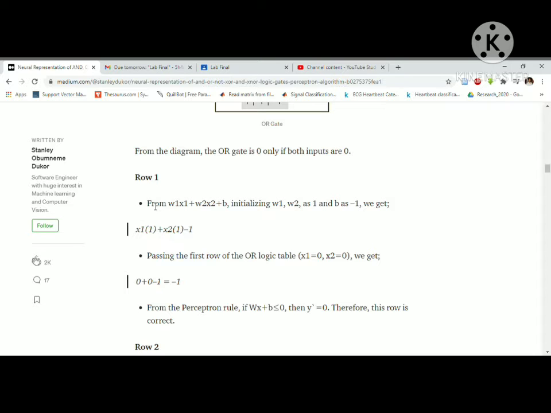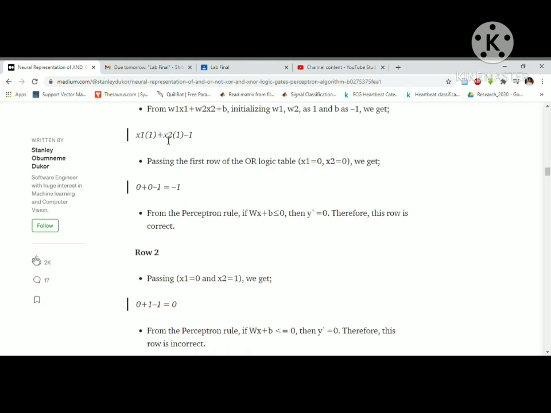Now for row 1, the input to the multilayer perceptron will be the weight of the first layer into the second layer plus the weight of the first layer into the second layer plus bias. The bias value controls how much we want the error to be minimized. Then for each of the steps we will calculate the biasing condition, and the condition will be W into X, that means weight into inputs, plus bias.